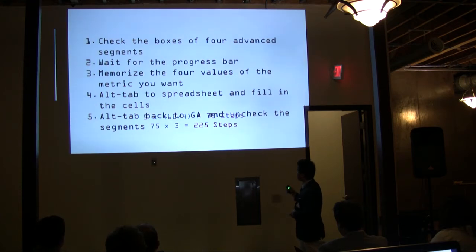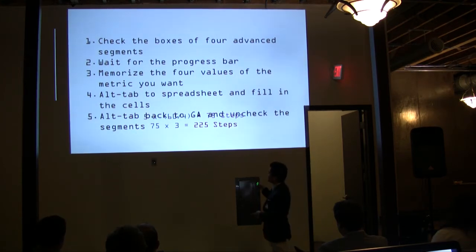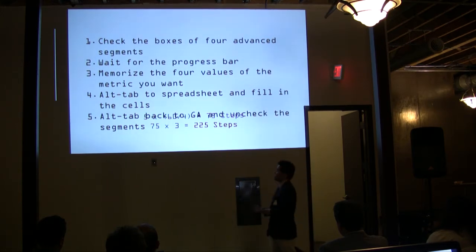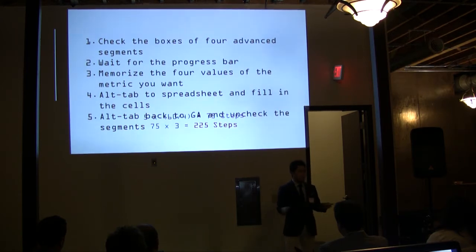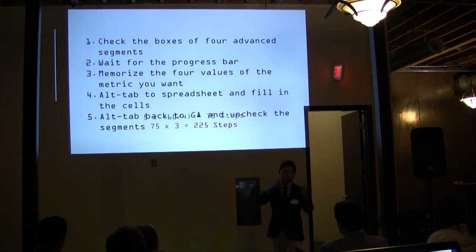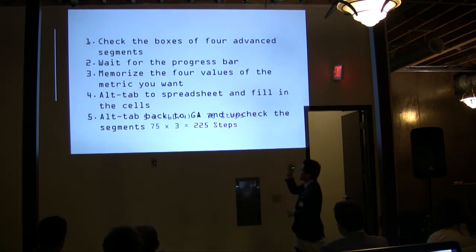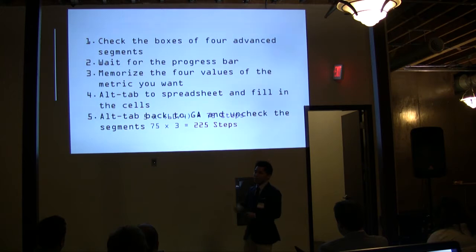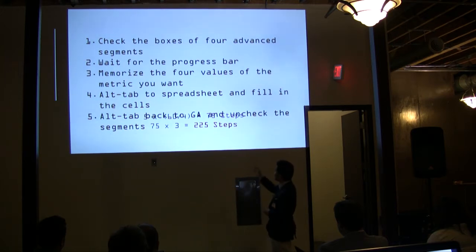This was the original format, and these were the steps I had to take to populate my monthly reports. First, I had to check the boxes of 4 advanced segments, because that's the maximum amount of segments you can view at once. Then I waited for the progress bar, but because we had so many segments, I had to constantly watch the bar go left and right, and it was annoying. Third, you have to memorize the 4 values of the metric that you want. At this time, we did visits, conversions, and conversion rates. So I had to memorize the visits, Alt-Tab to the spreadsheet, fill in those cells, and then Alt-Tab back to GA and uncheck those segments. It was disastrous.